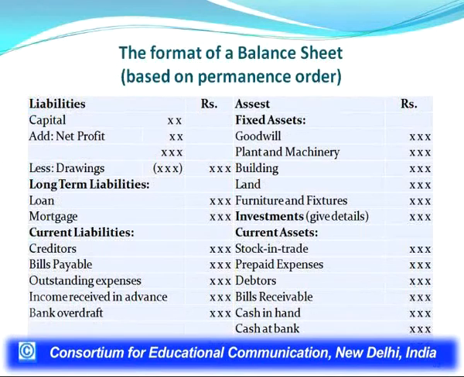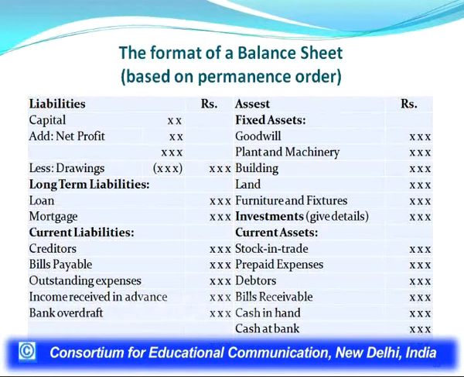So, on the asset side first we are seeing fixed assets: goodwill, plant and machinery, building, land, furniture, fixtures, investments, give detail, then current assets: stock in trade, prepaid expenses, debtors, bills receivable, cash at bank, cash in hand. On the liability side, capital, then we add the net profit to the capital, and if drawings are given, drawings is the amount which is withdrawn by the owner for his personal use, that is deducted, and the capital at the end of the year is shown in the amount column.